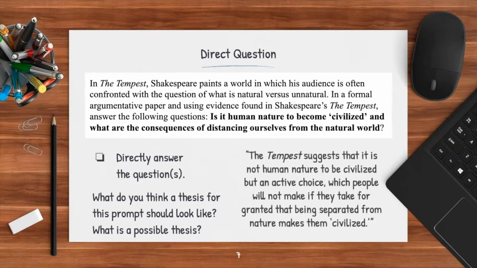For an example thesis, we have, the text suggests that it is not human nature to be civilized, but an active choice, which people will not make if they take for granted that being separated from nature makes them civilized. This example is answering all of the prompt and is being very arguable and specific. It is saying, no, it's not human nature to be civilized, but it's not just saying that, it's giving more detail and describing what is true instead.